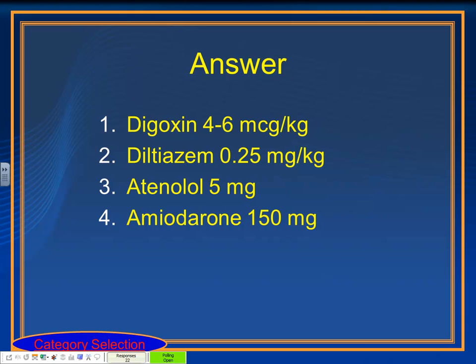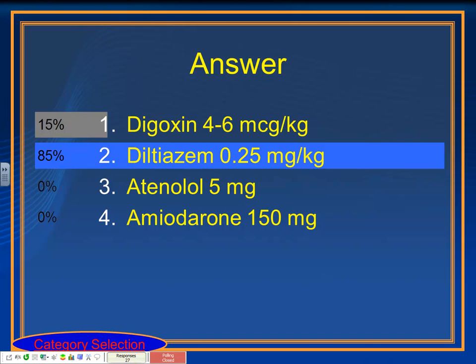Five, 4, 3, 2. Correct answer is diltiazem, also known as Cardizem. What else can you give Cardizem for? Atrial fibrillation, atrial flutter. It can also be given during SVT when adenosine doesn't work.